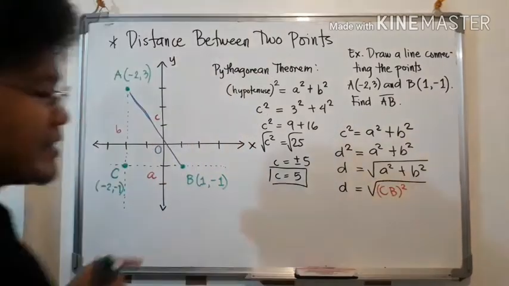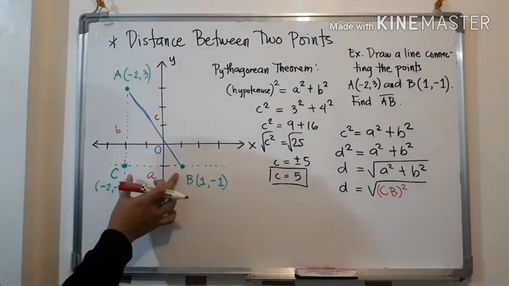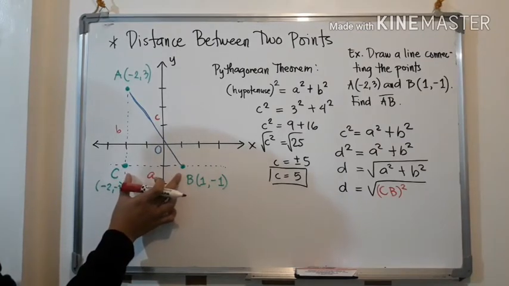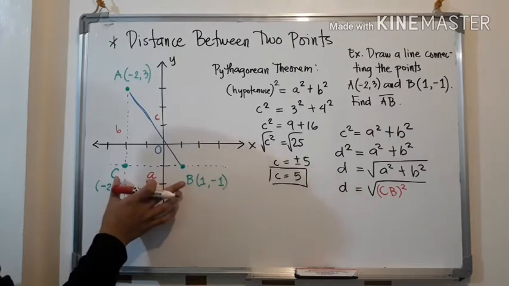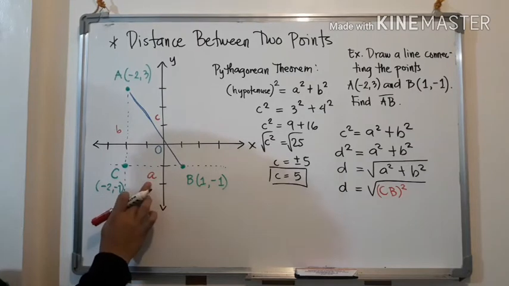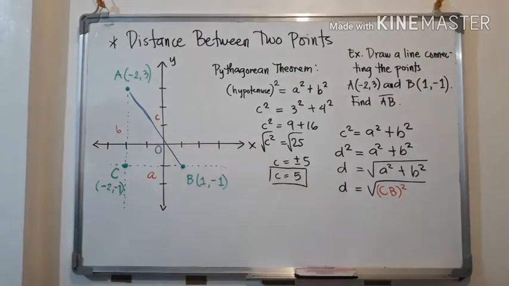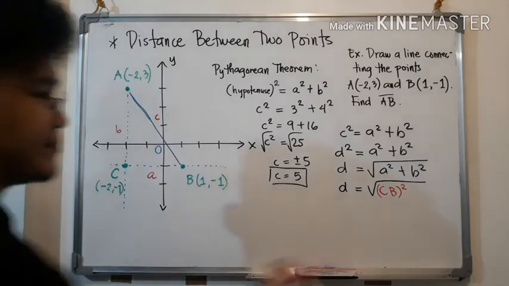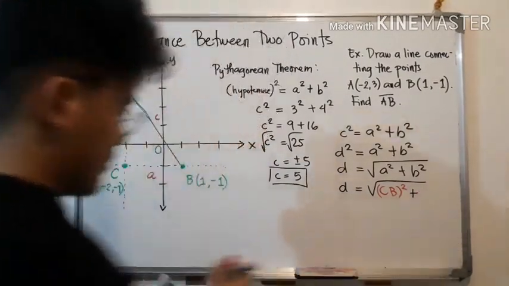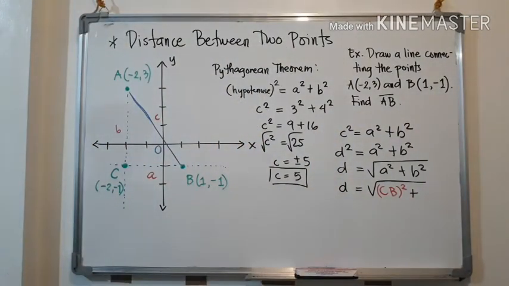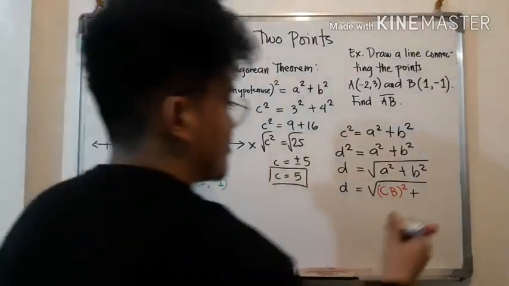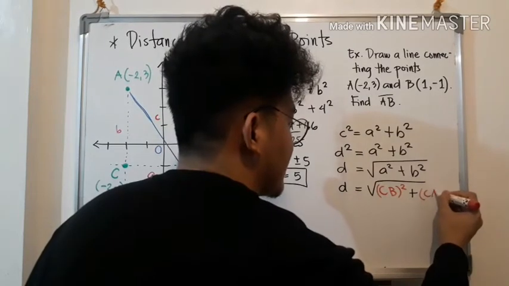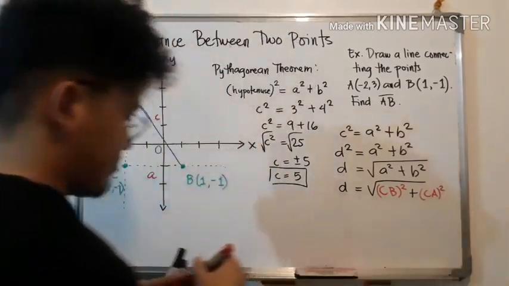Okay. Why CD? Kasi A, the length of this leg is the length of the directed line segment CB. Okay? Kumbaga, directed line segment CB is just A. Okay? Plus, how about for B? So we have the directed line segment CA, and then square.